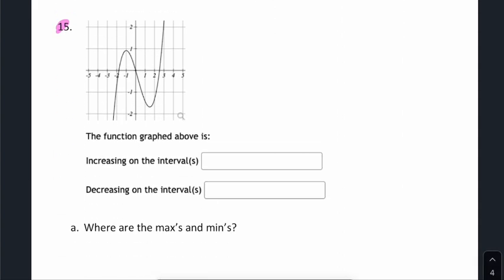It says the graph of the function is given, and it says where is the function increasing and where is the function decreasing. Now remember, if it is increasing, we are talking about the y's are increasing, and we're going to talk about what x. Those are our intervals.